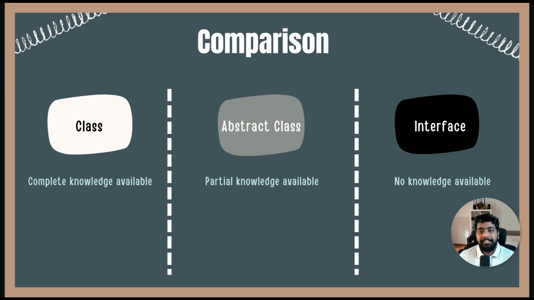On the other hand, interfaces do not have any knowledge. They only have method signatures. The implementations must be available inside all the classes that implement it. So now you have a complete idea about classes, abstract classes, and interfaces, and they have different levels of knowledge about the underlying object. Since abstract classes and interfaces do not have complete knowledge about the underlying object, Java does not allow you to create objects out of these constructs.